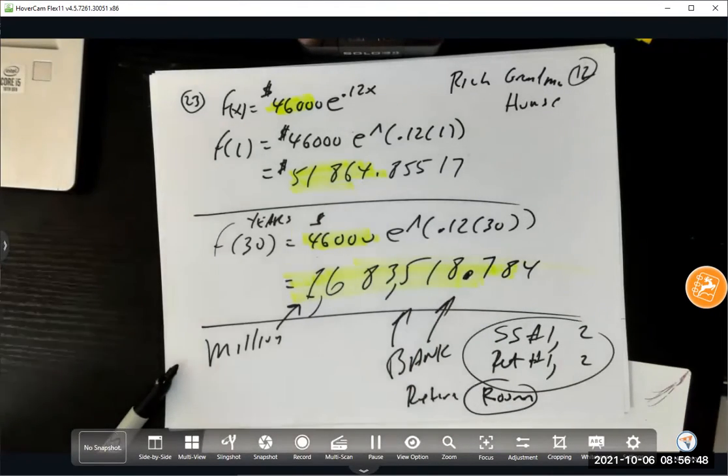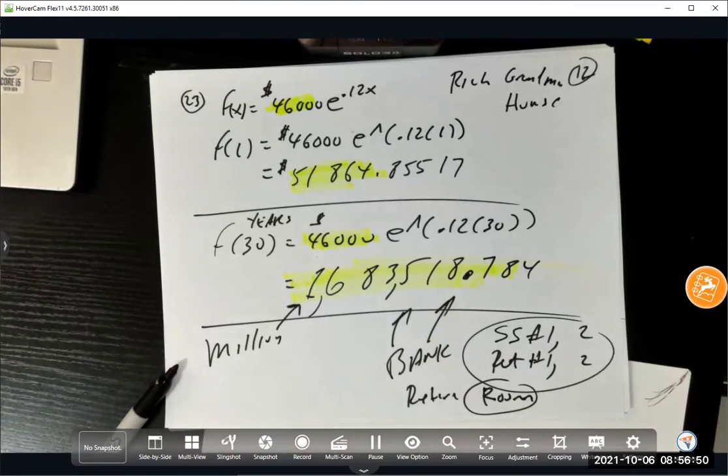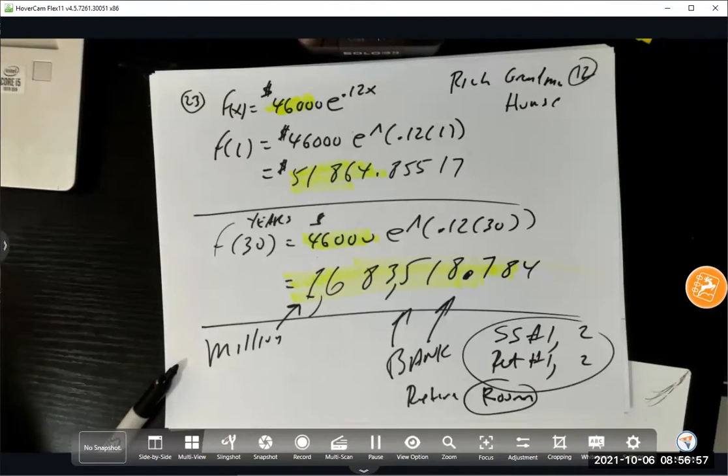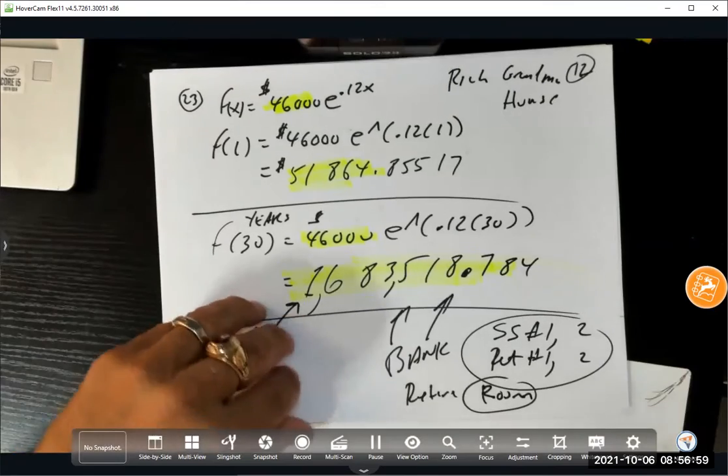All right, let me do 24. Is that okay for 23? Yes. Okay, I'm gonna do 24 and 25 today. So hopefully we can finish these guys right here.